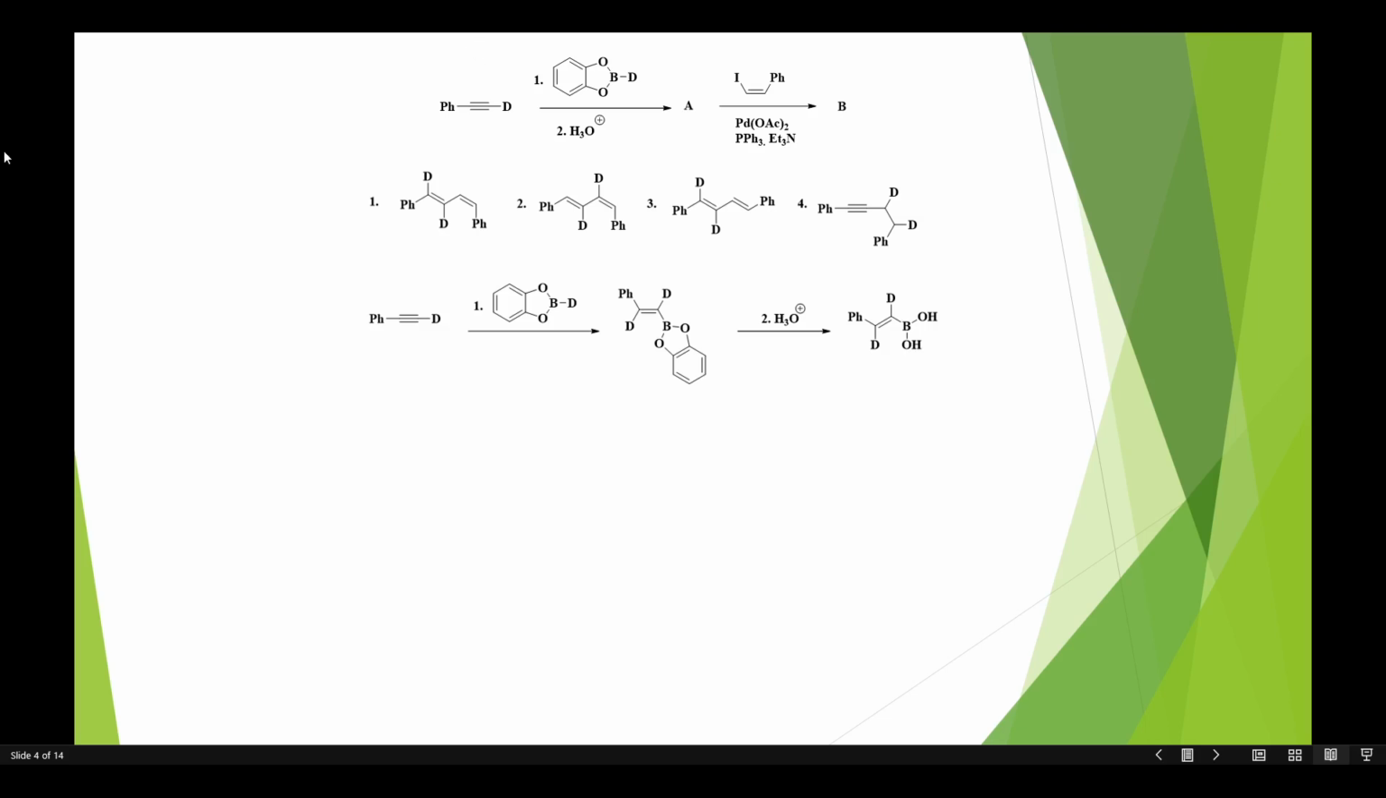Then after that, what will happen? In the first step, yeah, the coupling will happen. But what will be the stereochemistry of the coupling product? Because we have the Z alkene. You just see, this one is nothing but our Z alkene.